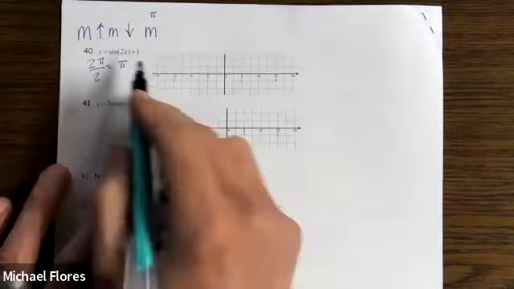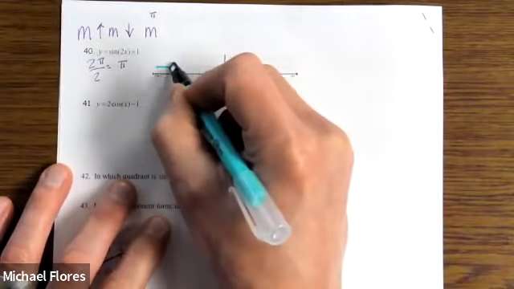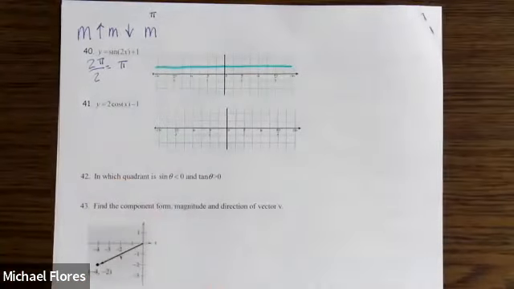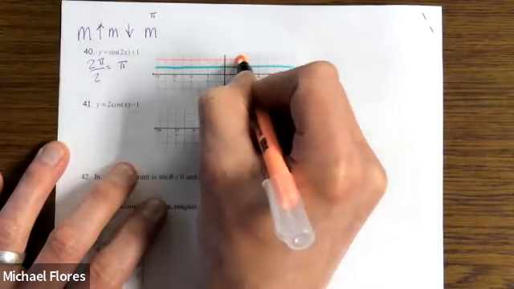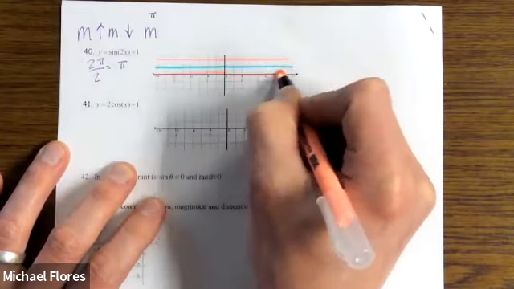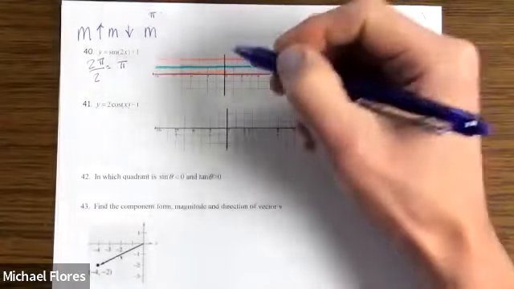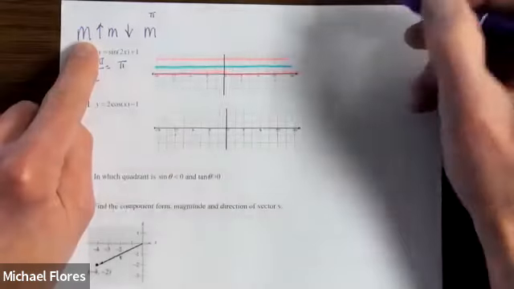Okay, let's start graphing. We have a vertical shift of 1, so go up 1. And we have an amplitude of 1 yet again. There is no phase shift. There's no shift left or right. So we're going to start on the y-axis. We're going to start at our midline.